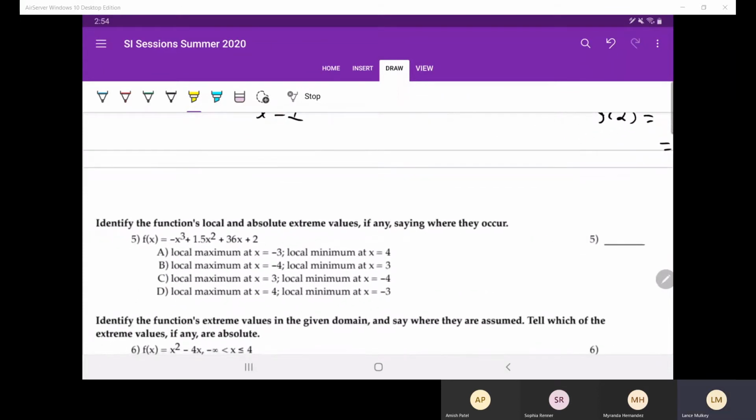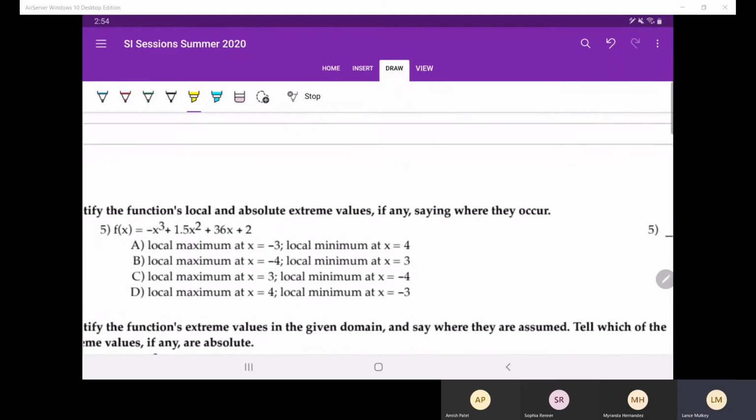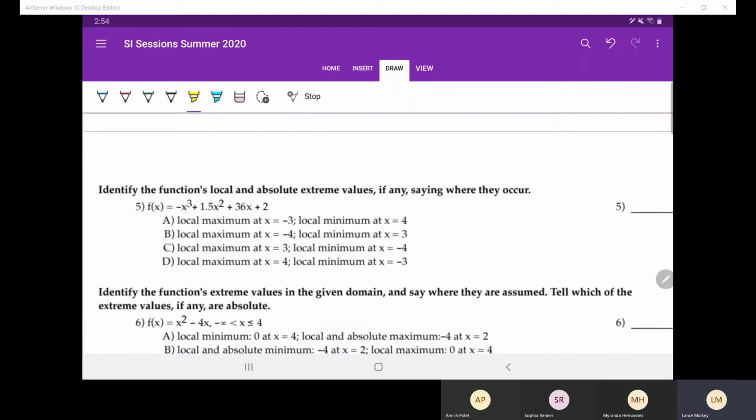He wants us to find any local and absolute extreme values, if any. All right. So to find extreme values, you need to know the critical points, right? So take the derivative using the power rule.